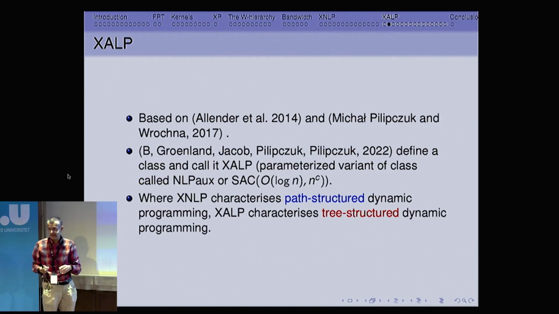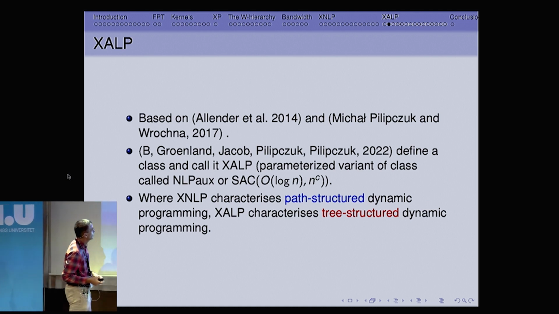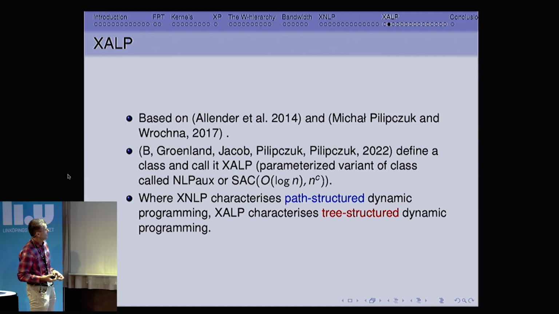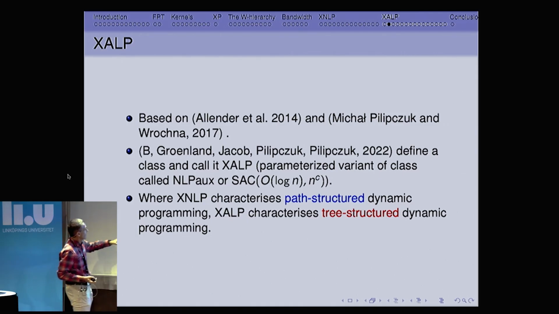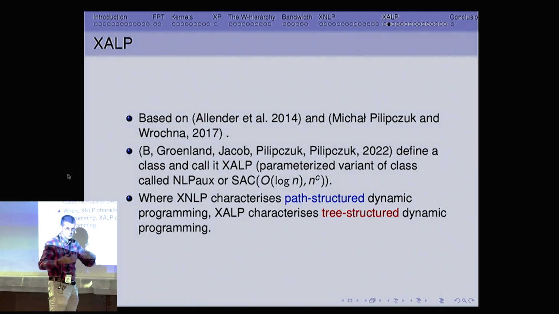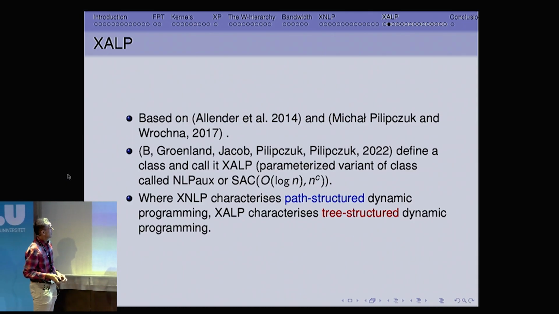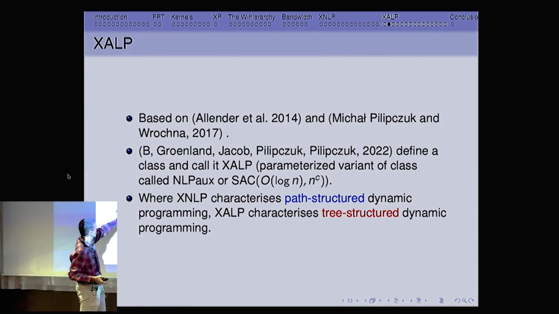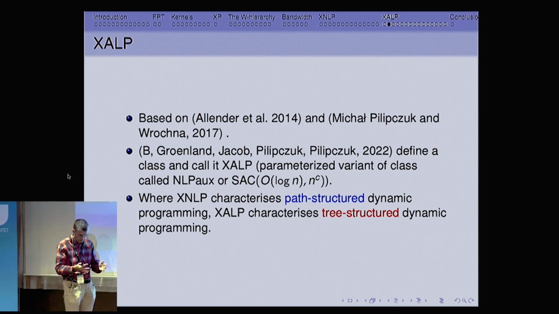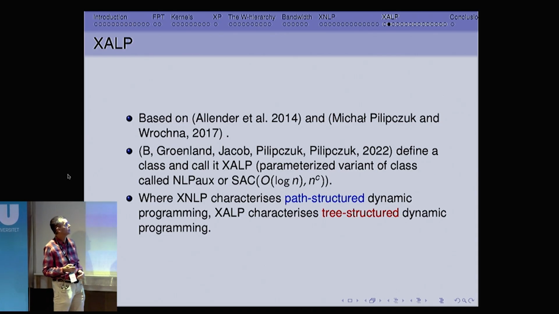Well, together with Carla Groenland, Hugo Jacob, and both of the Pilipczuk brothers, we looked at some older literature, and then we came up with a class which we called XALP. The A comes from the fact that one of the definitions has alternating Turing machines in it. So the idea is that where XNLP characterizes path-based dynamic programming, XALP characterizes tree-based dynamic programming.